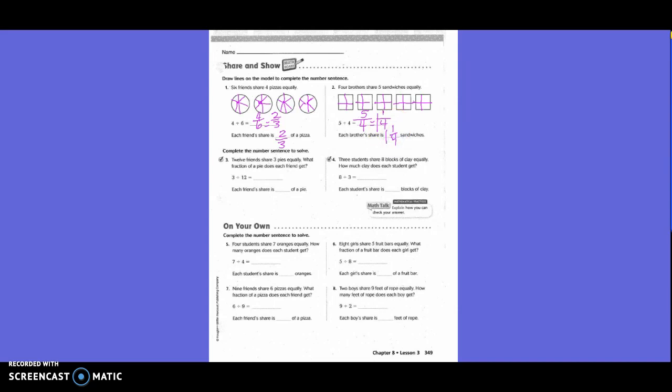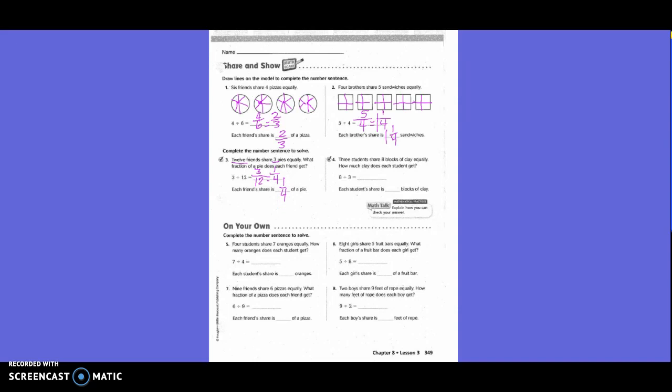Complete the number sentence to solve. 12 friends share 3 pies equally. What fraction of the pie does each friend get? So basically, once again, what are we using here? We're using 12 and we're using 3, right? And we have to decide which one's going to go first in our equation. And they said 3 divided by 12. So what's going in our numerator spot? 3. What's going in our denominator spot? 12. So 3/12 is also equal to 1/4. So each friend's share is 1/4 of a pie.